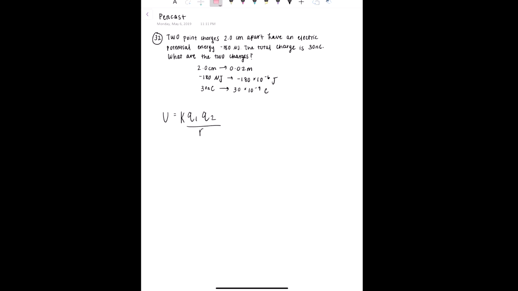Two point charges 2 centimeters apart have an electric potential energy of negative 180 microjoules. The total charge is 30 nanocoulombs. What are the two charges?